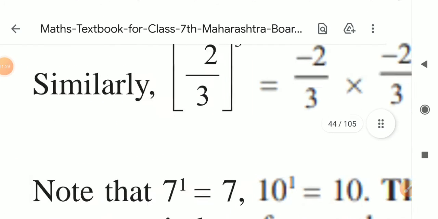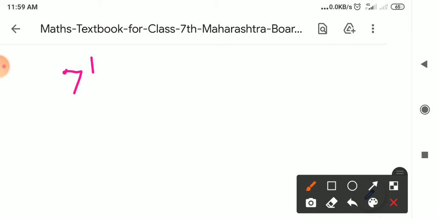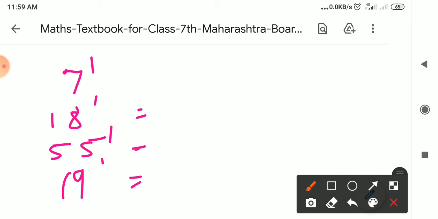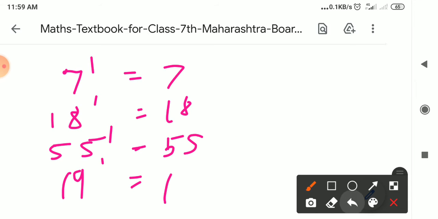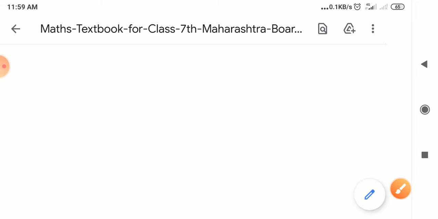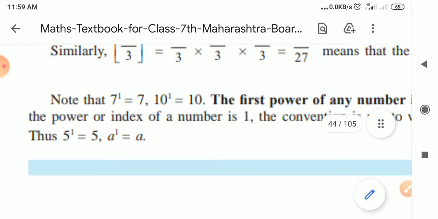Any number we are writing, for example in our textbook 7 raised to 1 is given. Any number you take, 18 raised to 1, 55 raised to 1, 19 raised to 1, its answer is the same number only. Why? Because sometimes whenever we write a number, the index is not written, but always 1 is present at that place. Whichever number it is, if its power is 1, the answer is the same number. Is this rule clear for you?